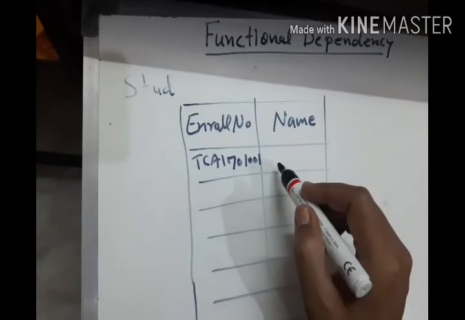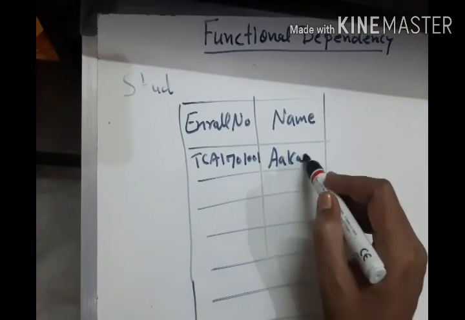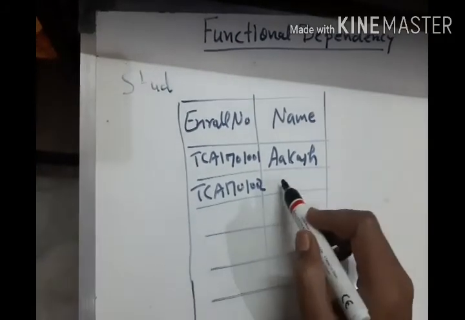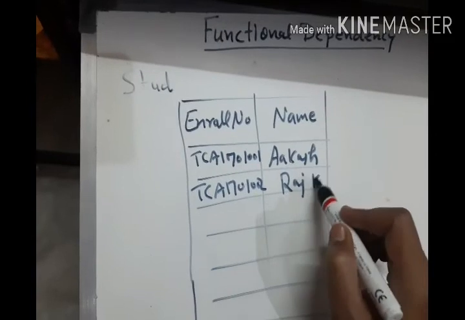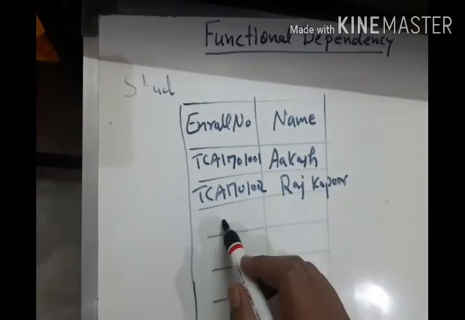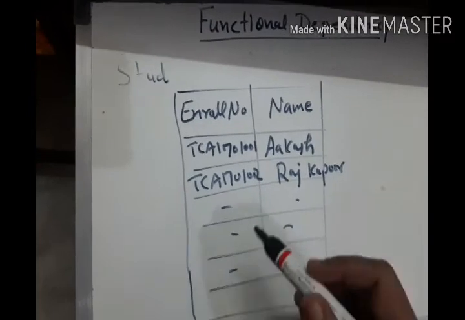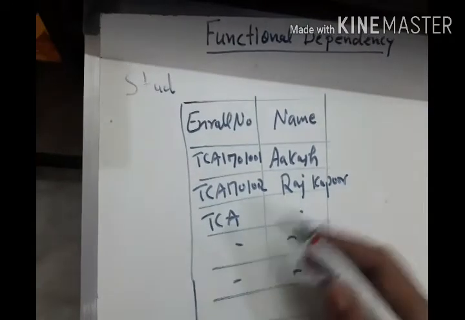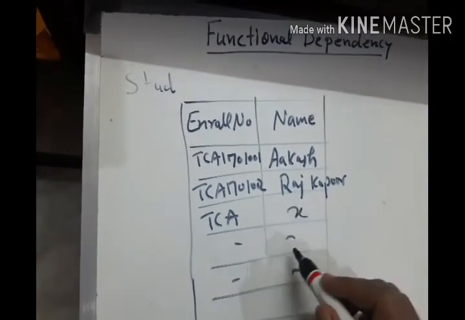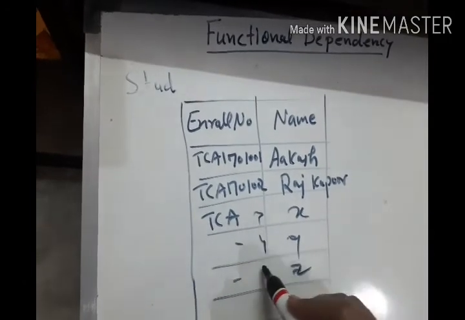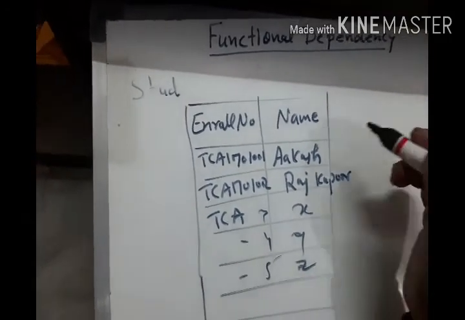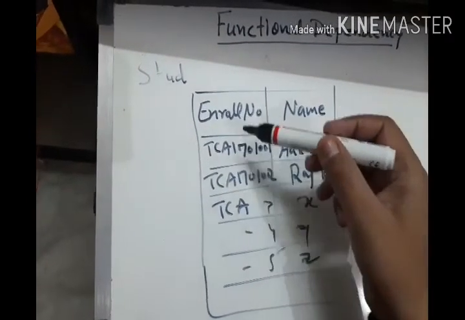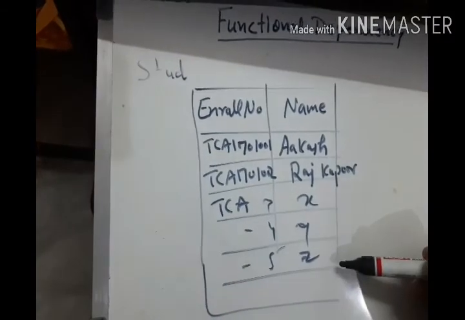Enrollment number TCA1701001, name is Akash; TCA1701002, name is Raj Kapoor, and so on. Course can have any value, 3 4 5. Now enrollment number is the column by which I can determine the values of the other columns.